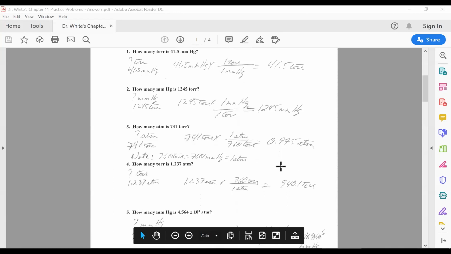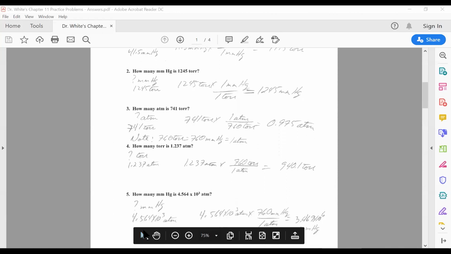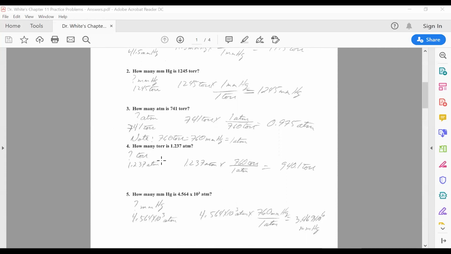Now, if we look at number 4, it's a little different. How many torr is 1.237 atmospheres? And here, what are we trying to find? Torr, which is a measure of pressure. These are all pressures of gases. What are we given? 1.237 atmospheres.